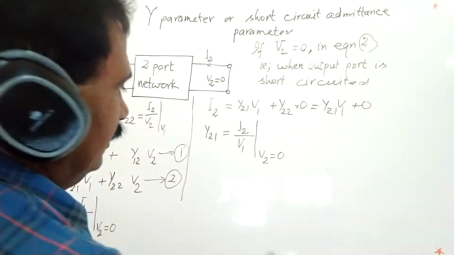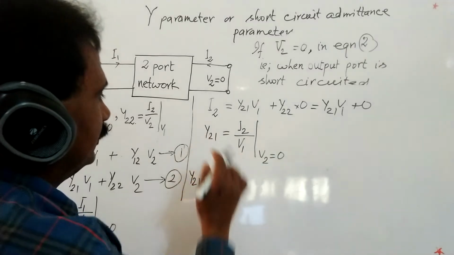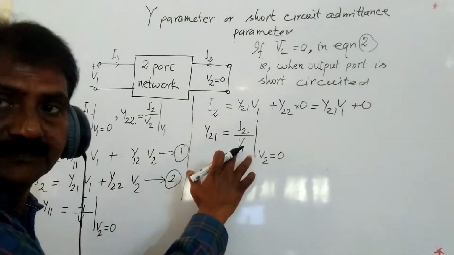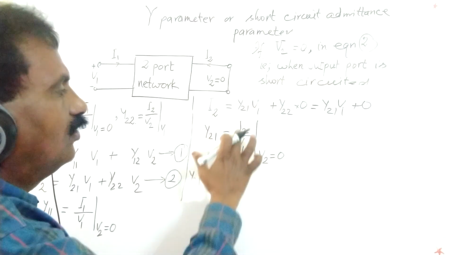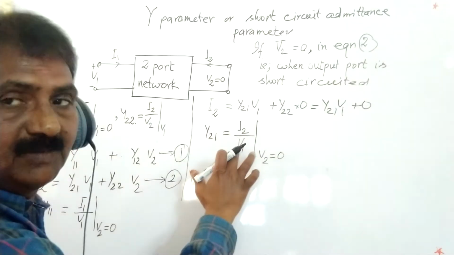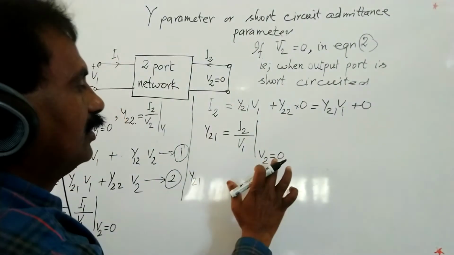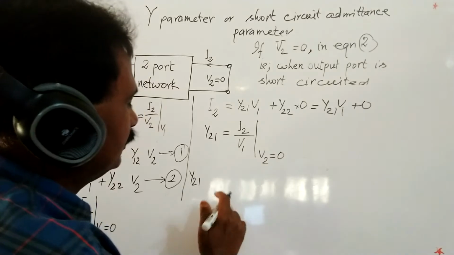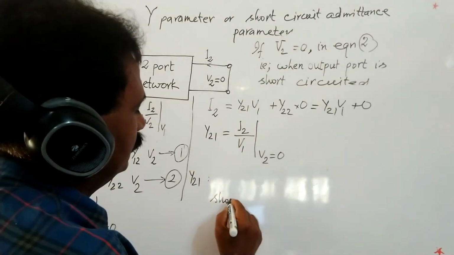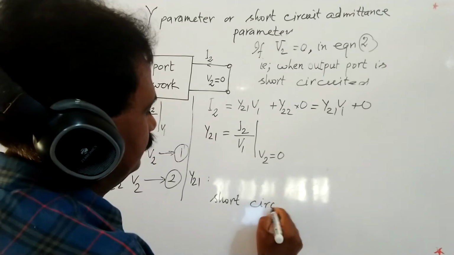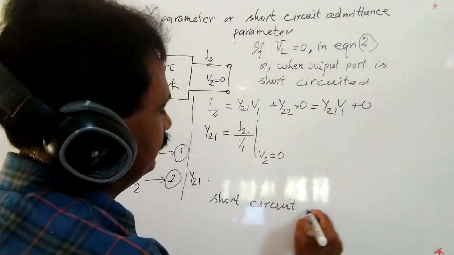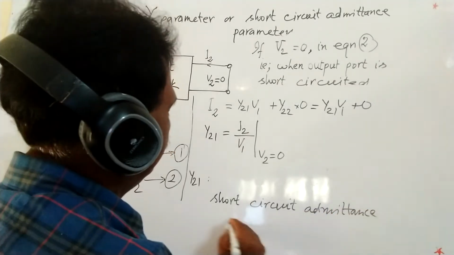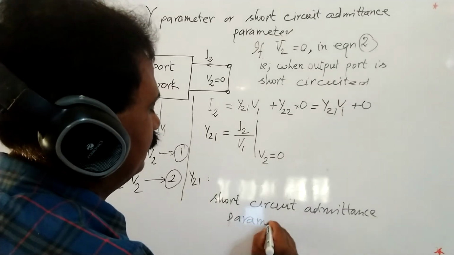Then again I am going to write this directly. This is the ratio of I and V. Obviously, similarly, this is the ratio of current and voltage. Therefore, this is an admittance parameter. When V2 is 0, that means short circuited, then this is the short circuit admittance parameter.